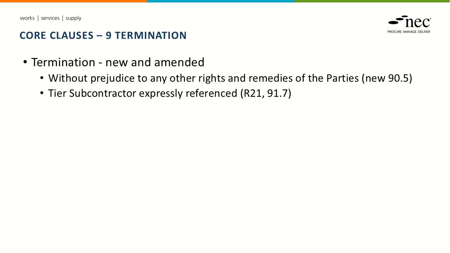A couple of changes under termination. So there's a new clause 90.5, and again with regard to corrupt acts, tier subcontractors are expressly referenced within clause 91.7.